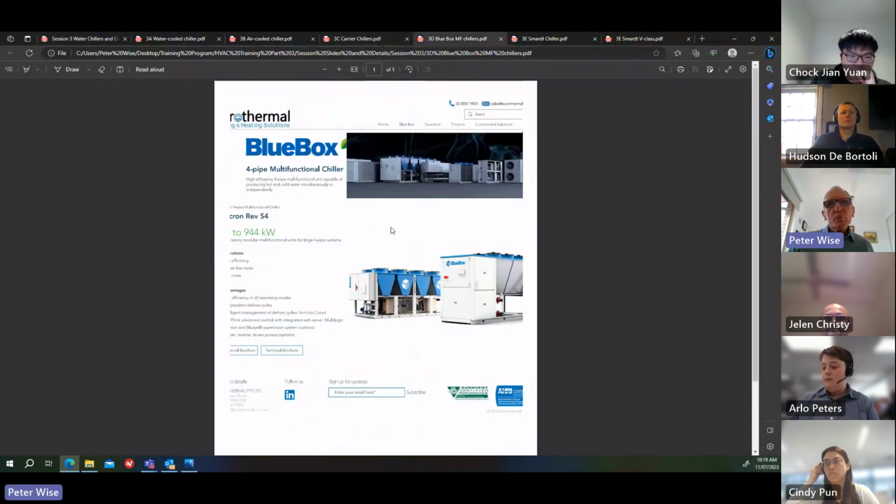This is a Blue Box 4-pipe multi-function chiller. Okay, these are the ones that can do heating and cooling simultaneously. Quite a few manufacturers produce these now, but I'll just put this one up. So if you wanted to do a bit of research on these, you could look at Blue Box. If you Google Blue Box, you'll find all the information you want, but you'll find other manufacturers as well. Most of these chillers come from Italy. They seem to specialise in this type of chiller.